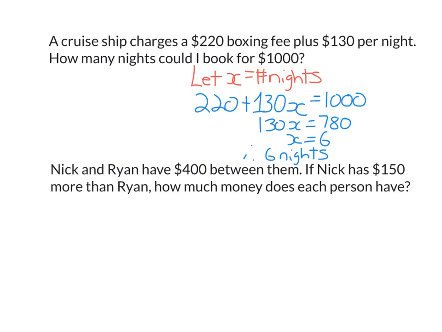So this second question is a little bit more difficult because I'm finding two quantities. Nick and Ryan have $400 between them. Nick has $150 more than Ryan. How much does each person have? I need to find how much Nick has and how much Ryan has.